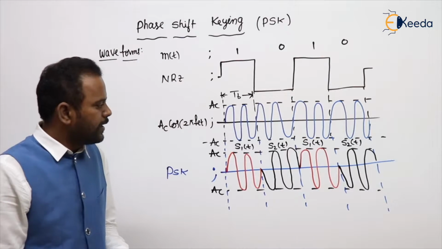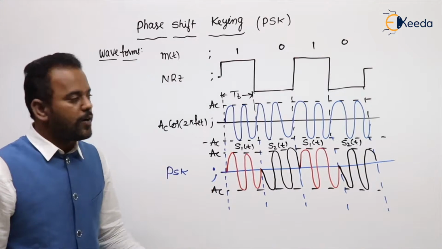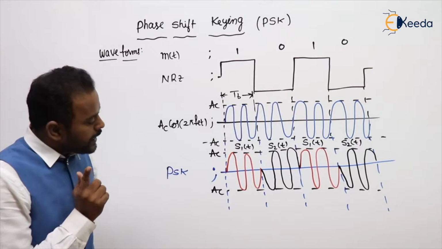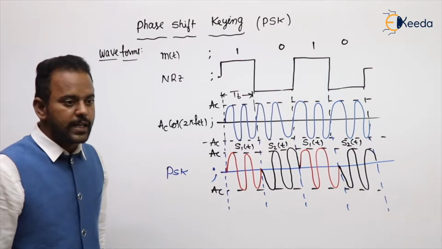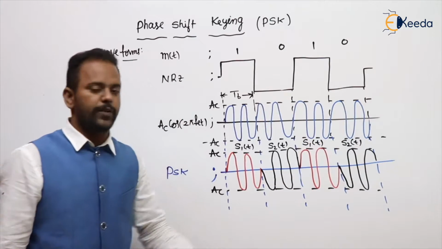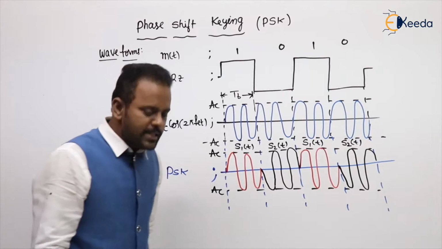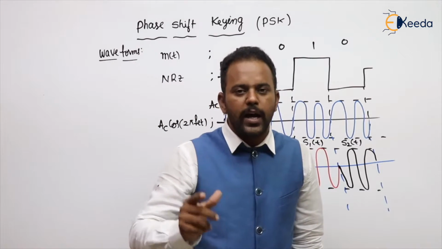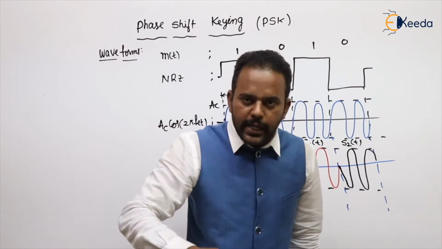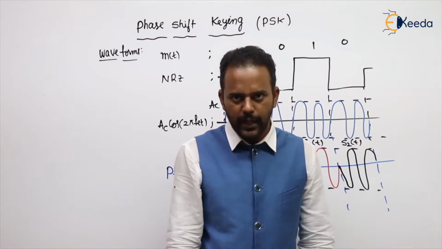Try to observe S1 of t and S2 of t. S1 is the same as the carrier because there is 0 phase difference. But S2, you can see in both cases, has exactly a 180 degree phase shift. So in PSK, as the message varies between 1 and 0, the phase varies between 0 and 180 degrees respectively. Clear?